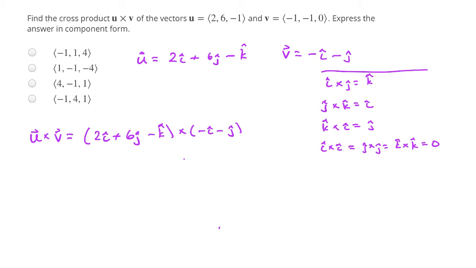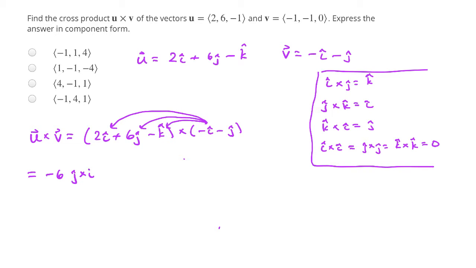So if we use these values to compute the cross product, just using the distribution, we can distribute i cross all three of those vectors. Well, i cross i is going to give us 0. And so we have 6 times minus 1, so we have a minus 6 of our j cross i. And then negative 1 times negative 1 gives us a positive 1 of our k cross i.